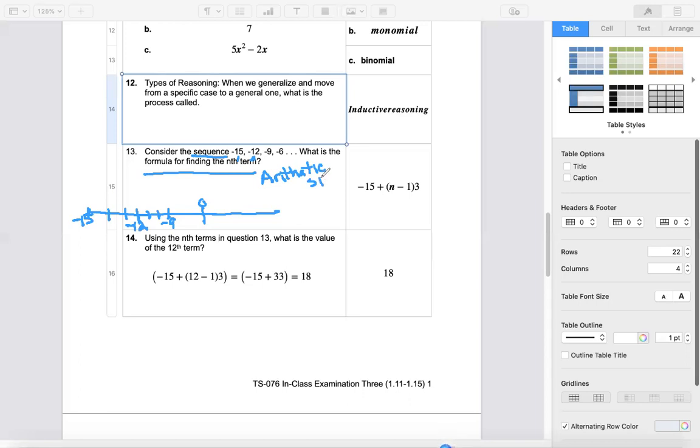It's an arithmetic sequence, okay? Now, in your notes, okay, the formula. We gave you a formula for the arithmetic sequence, and it goes like this. You take your starting value, which look at our starting value right here. There's my starting value, negative 15, okay? That's where this negative 15 came from.